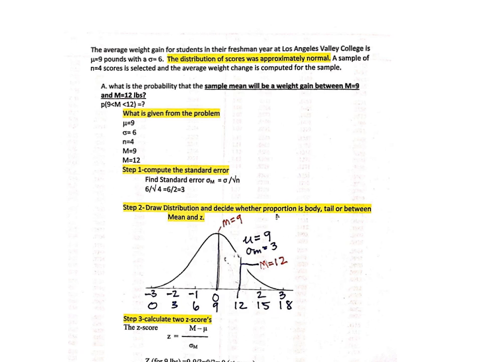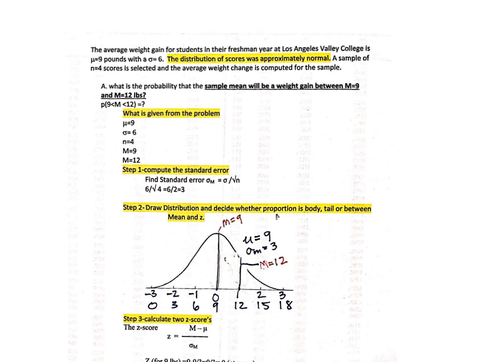So what we're looking for is what is the probability that the sample mean will be a weight gain between 9 and 12 pounds. So what is given from the problem is we have a population mean of 9, standard deviation of 6, a sample size of 4, a sample mean of 9, and a sample mean of 12.